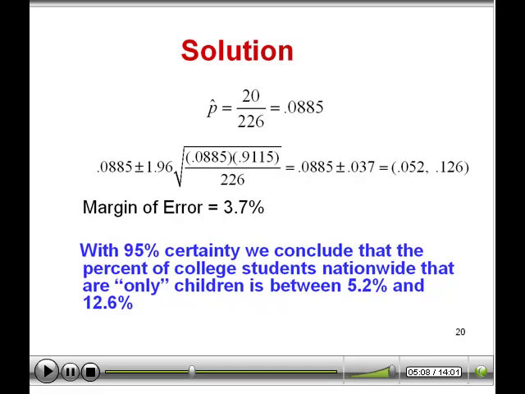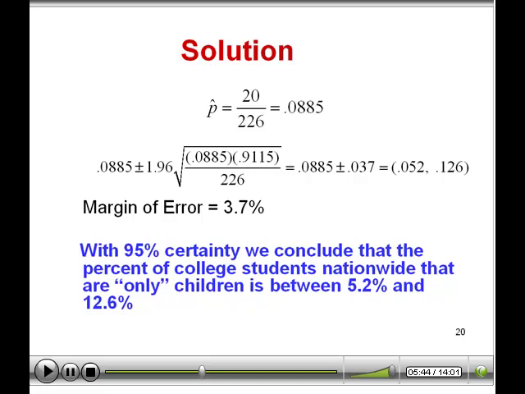In our sample, 20 out of 226, or 0.0885, or 8.85%, were only children. To compute the 95% interval, it's as simple as substituting in for p hat, q hat, and n into the confidence interval formula. Since the interval is a 95% one, we'll use 1.96 for our critical value.